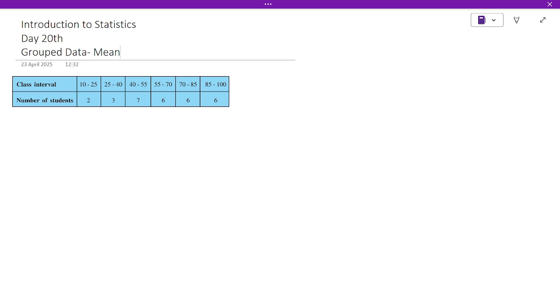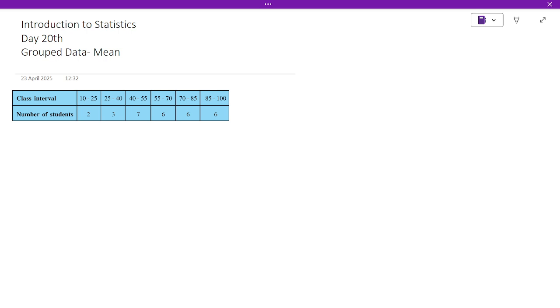In the previous session, session number 19, we discussed that there are three methods: direct method, assumed mean method, and step deviation method. So we are already done with the direct method. Now in this session we will be focusing on another method, the assumed mean method. So this is going to be our focus in this session.